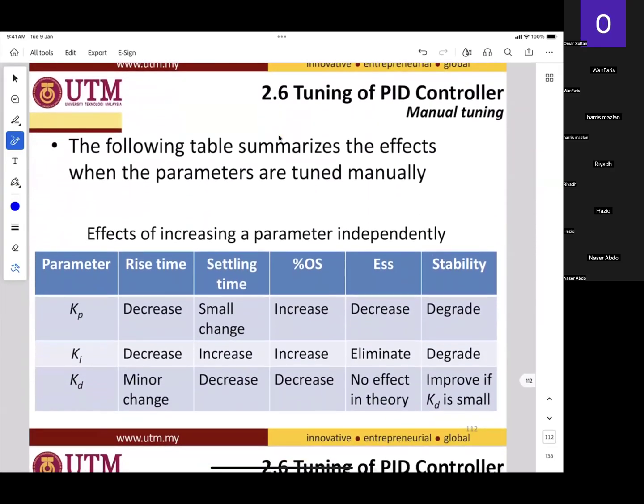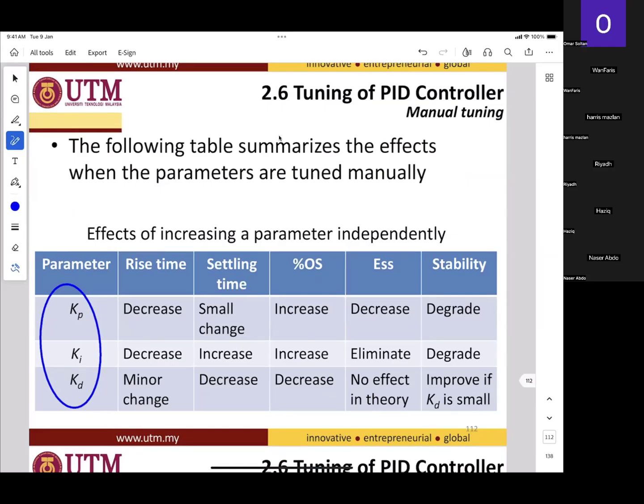So the following table summarizes the effects when the parameters are tuned manually. We have the three gains, KP, KI, and KD. When KP increases, the rise time decreases, the settling time will have a small change, overshoot will increase, steady state error will decrease, and stability will degrade. Degrade meaning no improvement, and it degrades until it's marginal, and then it will be unstable.